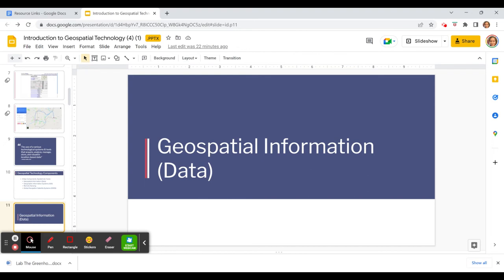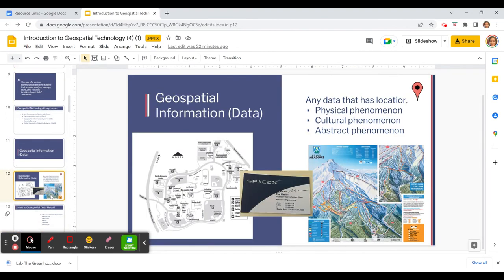So, what is geospatial information? What is this data? It's any data that has a particular location. So, it could be physical, it could be cultural, or it can be abstract.